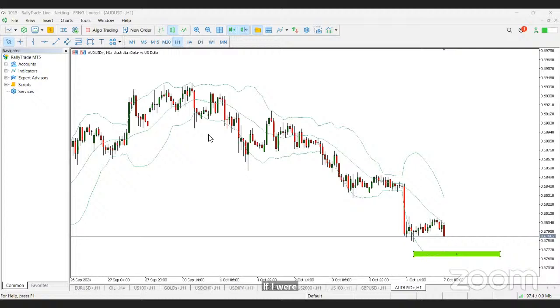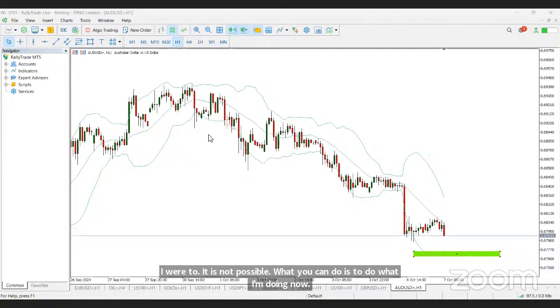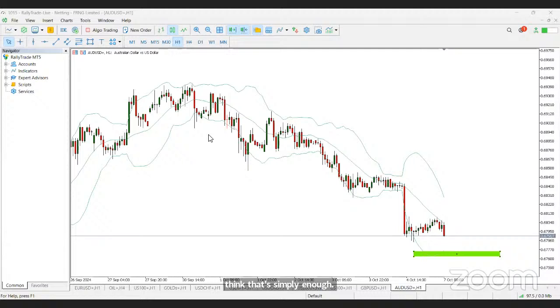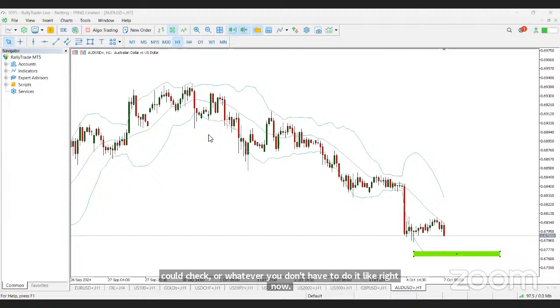What you do is you put your chart on 1 hour. I think that's simple enough. Go to AUDUSD on your phone, put your chart on 1 hour. You don't have to do it right now. You can just listen to me and do it later.